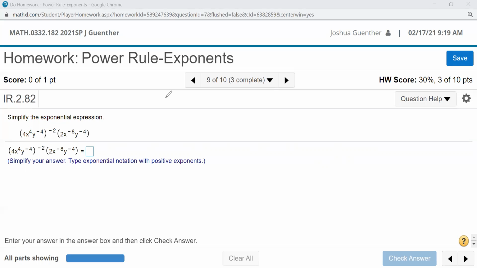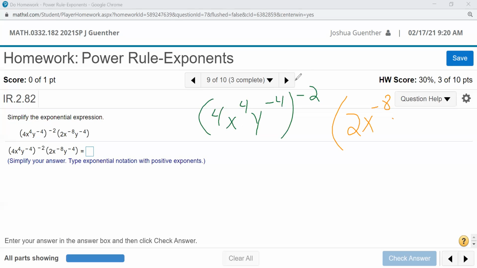Let's look at each of them individually, and then we will realize we're multiplying them at the end. So let's look at them individually. What's the best way to do this? How about, okay, let's look at 4x to the 4th, y to the negative 4th, all that to the negative second. We'll look at that individually compared against 2x to the negative 8, y to the negative 4. And then we'll realize that we're multiplying them after we simplify each of them separately.